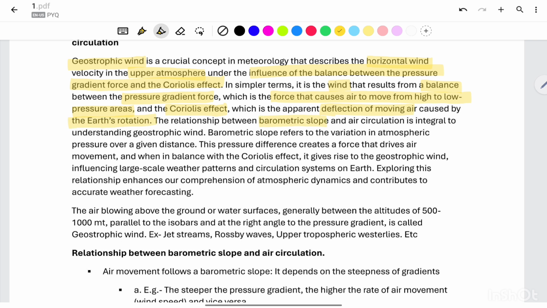The relationship between the barometric slope and air circulation. Now, what is barometric slope? Barometric slope is the variation in the atmospheric pressure over distance. A barometer is an instrument which is used to measure pressure, right? So barometric slope is the variation in the pressure with respect to distance. When there is a pressure difference, it creates a force to drive the air movement, and when there is a balance with the Coriolis force, in the geostrophic wind we have large scale weather patterns and circulation systems on the earth. Right.